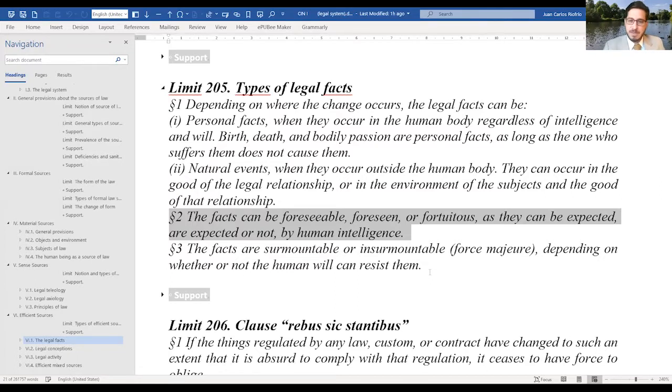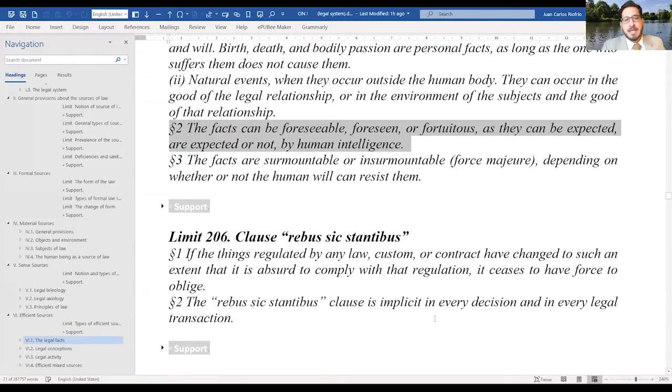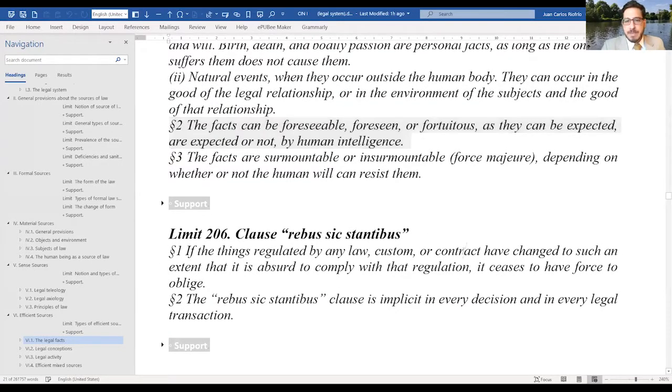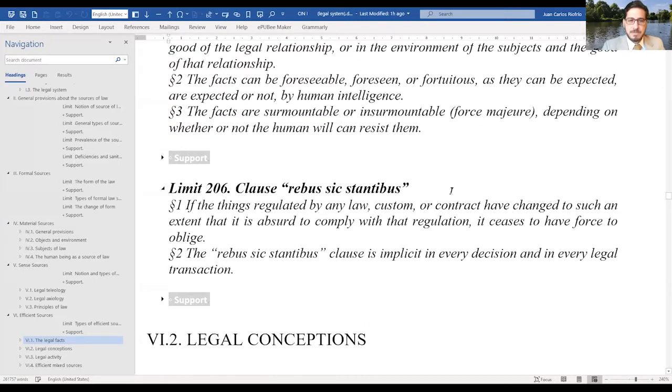For example, coronavirus is obviously a fortuitous fact. No one expected that 1 year ago. Well, and this is the clause rebus sic stantibus. It's very important. Probably one of the things that you will do in your life is to write so many agreements. Don't forget to put this clause in that agreement. It is quite important, no?